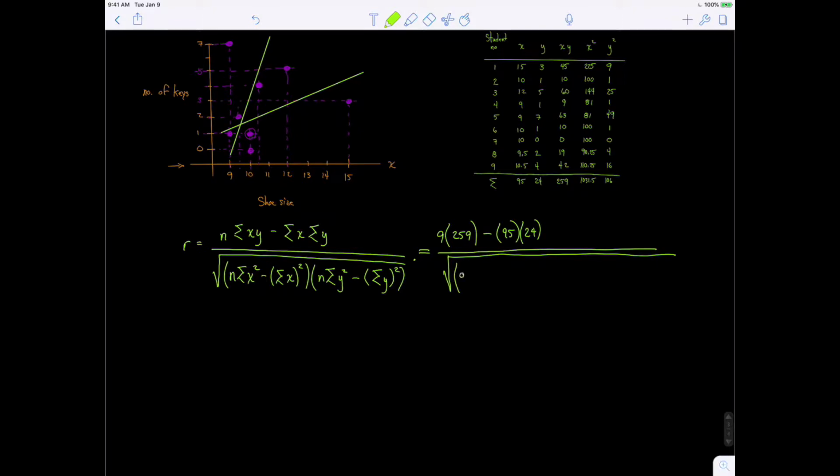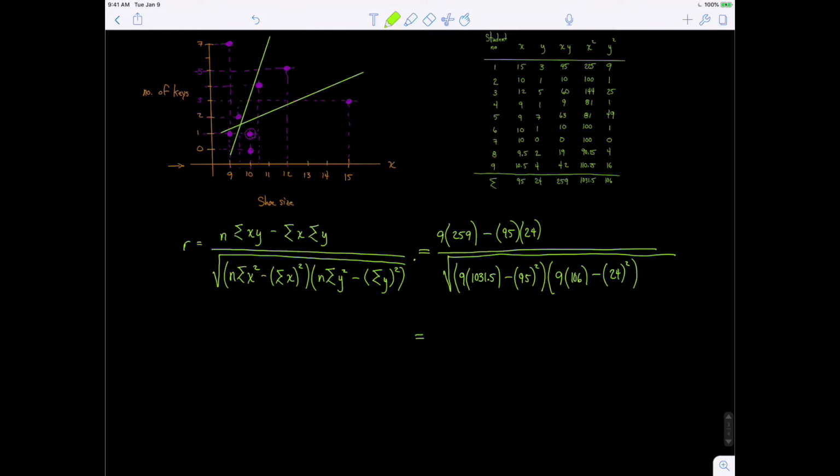n is 9 again. The sum of the x's squared, that's 1031.5, minus the sum of the x's, well, that's 95, and that'll have to be squared, times n, which is 9, times the sum of the y squared, which is 106, minus the sum of the y's, which is 24, and those have to be squared as well. There. So what we need to do is put all those in your calculator.